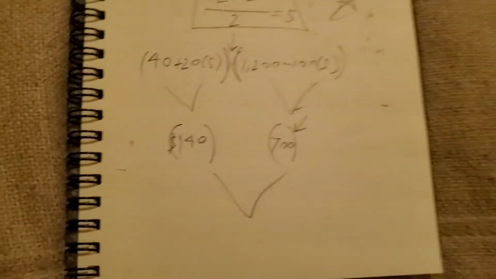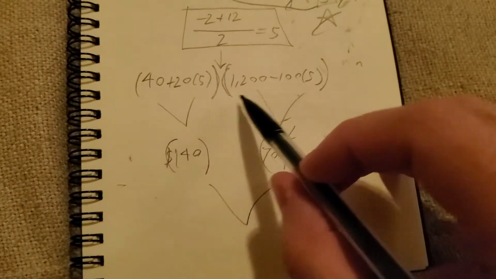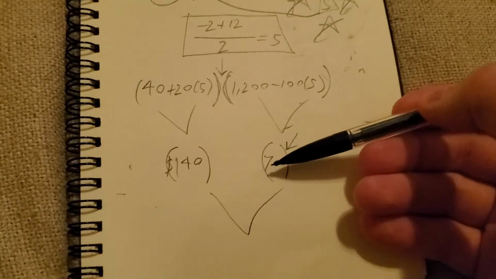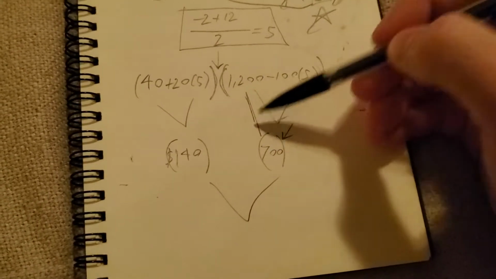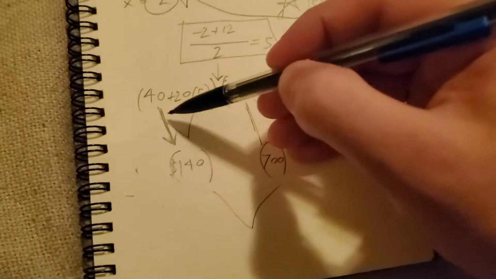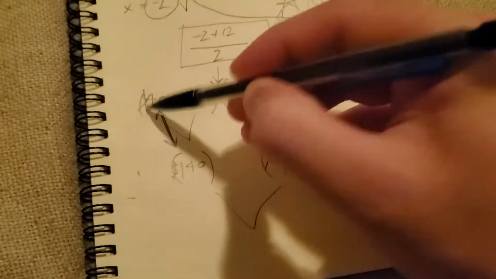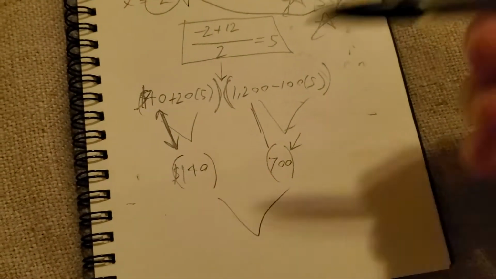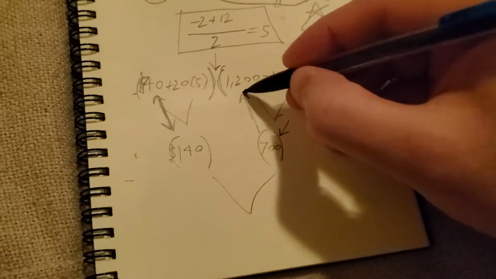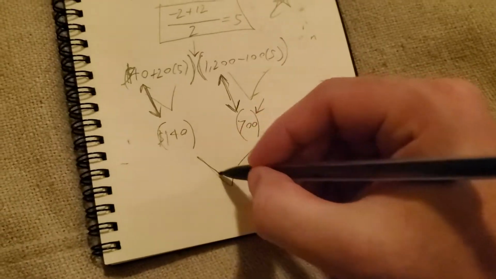So even though we have less people buying, in this case we had 1,200 people buying, now we only have 700. We have less people buying, right? But we have a higher price point for the shoe. This is supposed to be a dollar sign. The price point for the shoe is higher. The demand is less, but overall, it's going to give us more revenue, okay?